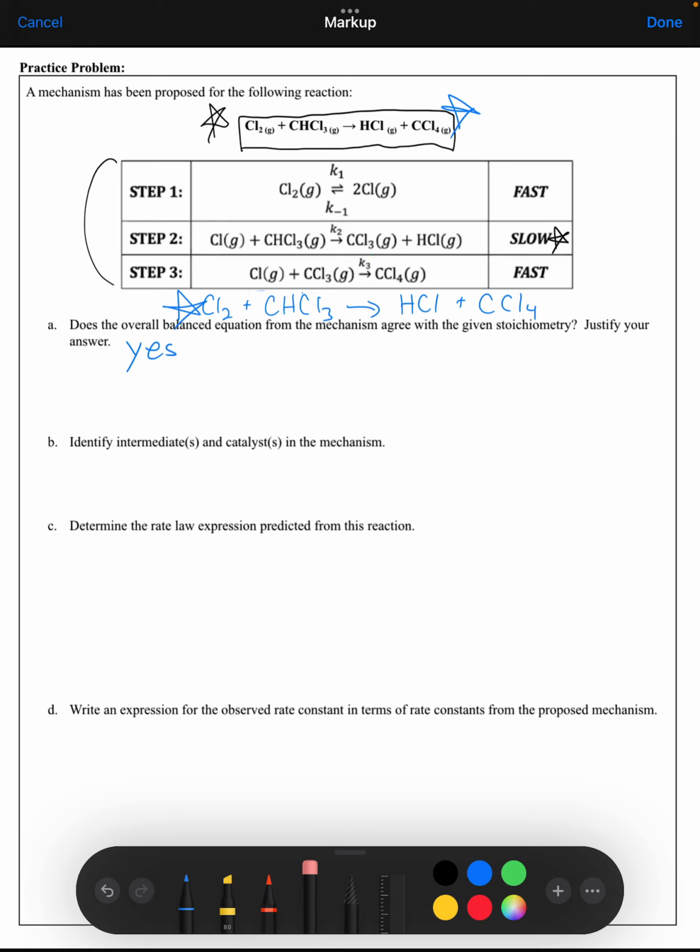Part B says to identify any intermediates and catalysts. Well, when I went through to sum everything up together, the only thing that I found was intermediates, not catalysts, and that was, as a reminder, the chlorine and the carbon trichloride. So our intermediates are these two.